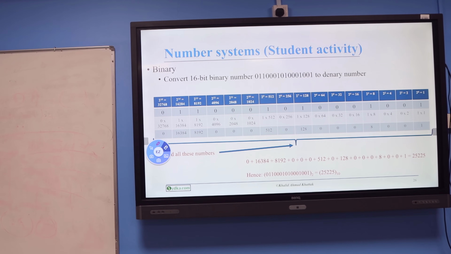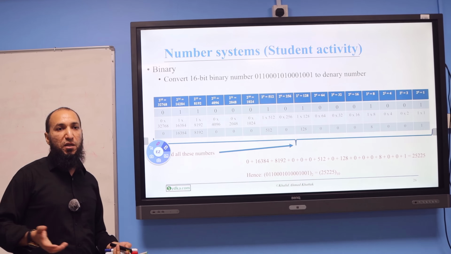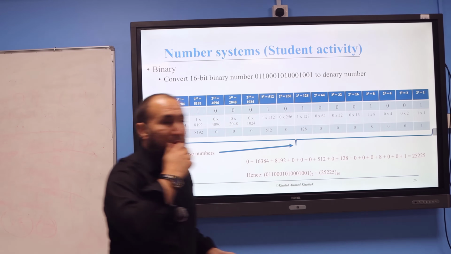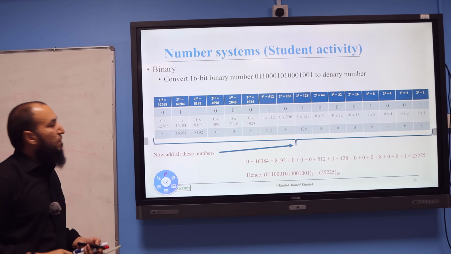The thing is, implementation is going to be expensive, because as you go bigger, implementation becomes expensive in terms of hardware. Yes? So it says here that 2 to the power of 14 is 16,384.